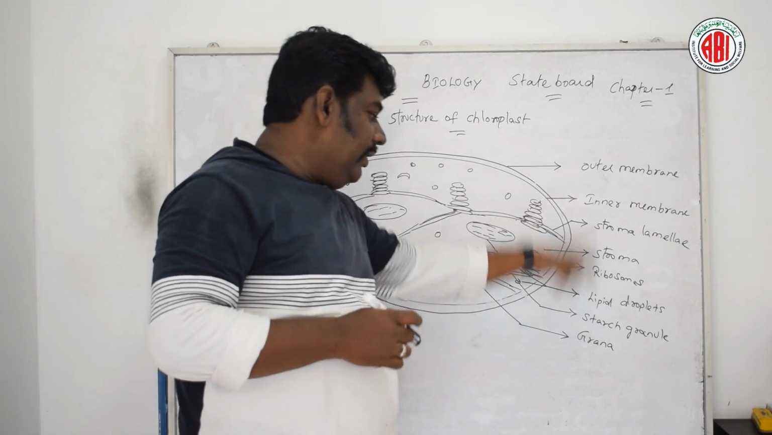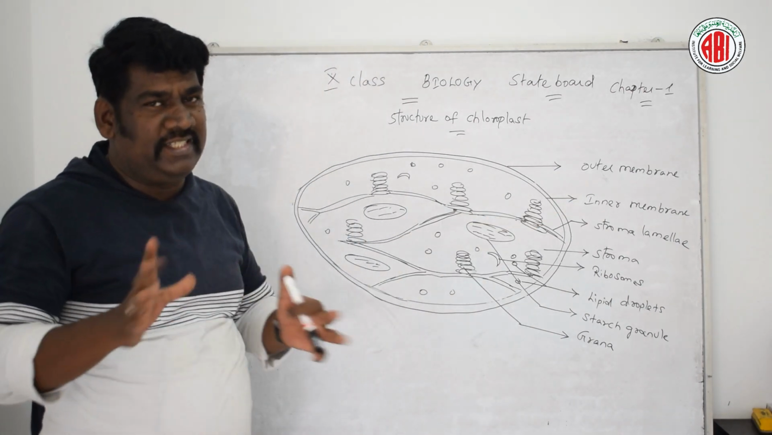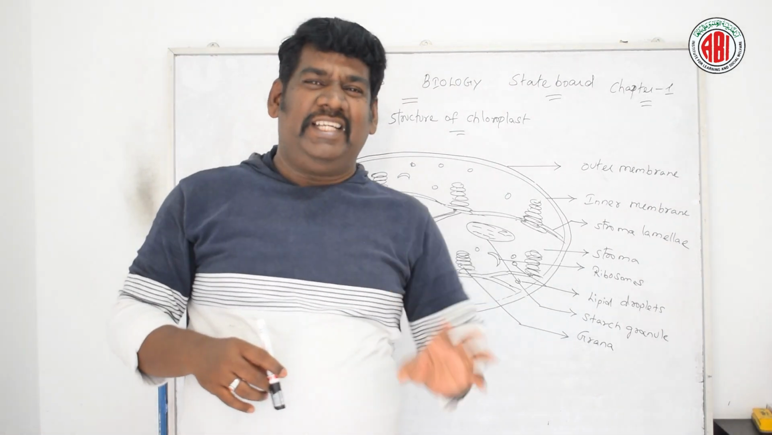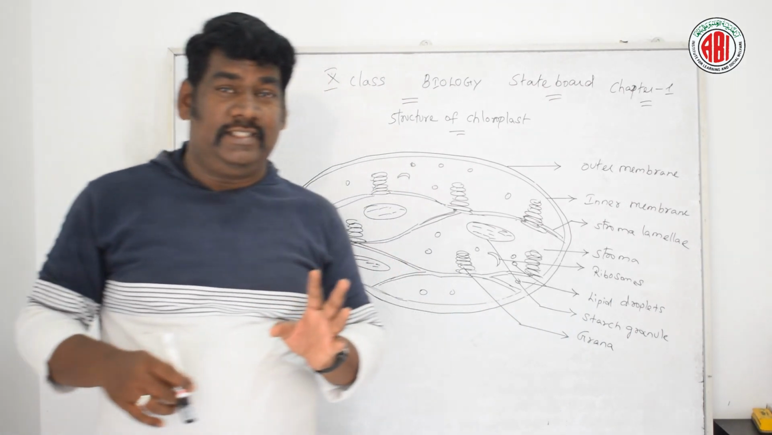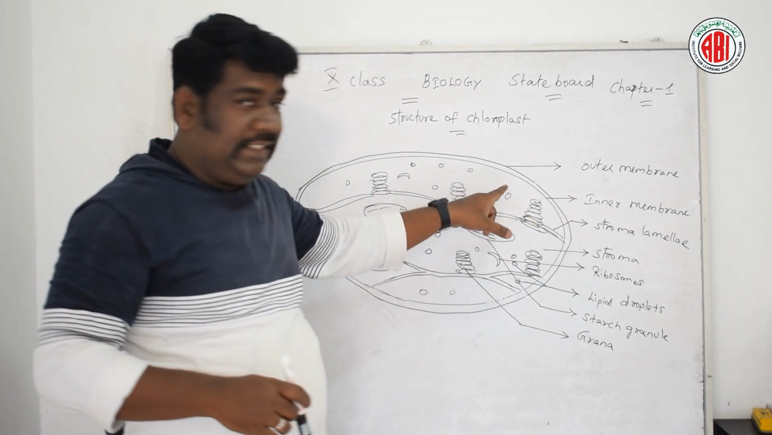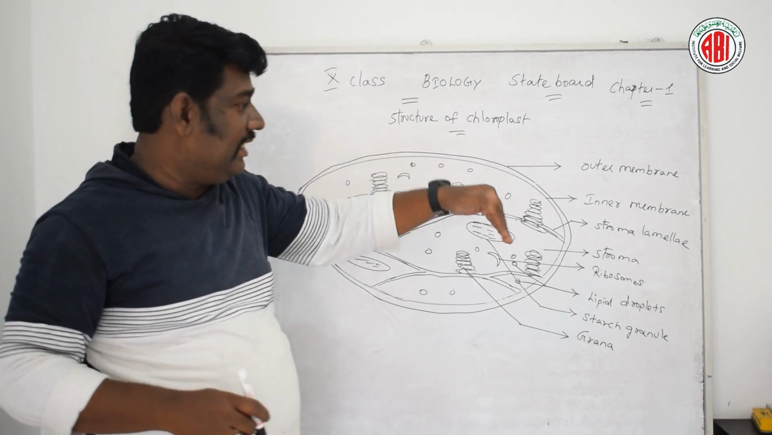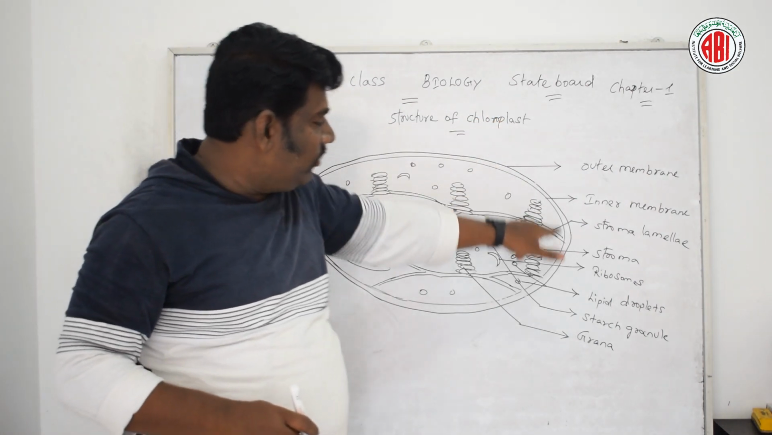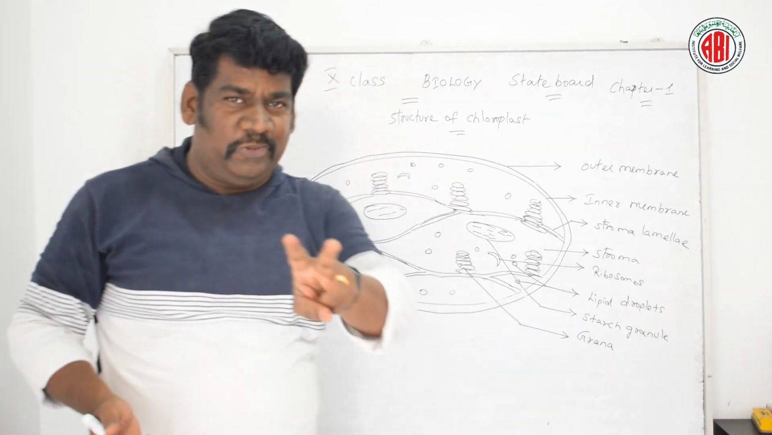Okay, now here is how to remember the labelings of the chloroplast. Very simple. First, two labelings are very easy to remember here, because they are repeated. One labeling is present on the entire outside of the structure, called the outer membrane. Similarly, just below this outer membrane, there is one more layer called the inner membrane. Outer membrane, inner membrane. Very easy to remember two labelings.